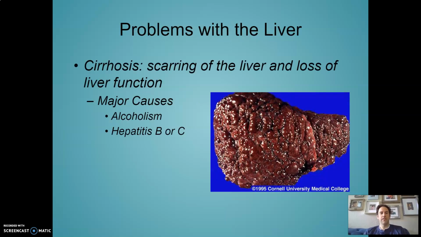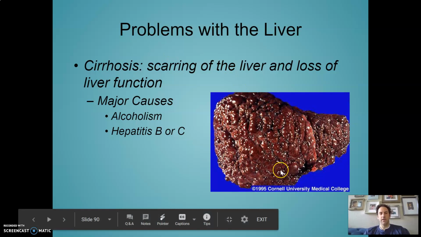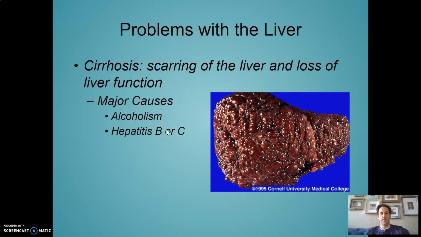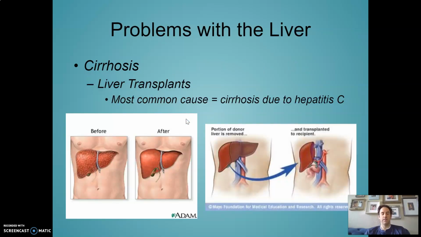Some problems with the liver. You may have heard of cirrhosis. That's basically a scarring of the liver, and extreme alcoholism can cause this. This is a very damaged liver right here. Hepatitis B or C, which is a virus, can also do this. Basically, the cells start to die, and then there's scarring associated with it, and then the liver starts to stop functioning. If that happens, one of the best ways to deal with it is a liver transplant.